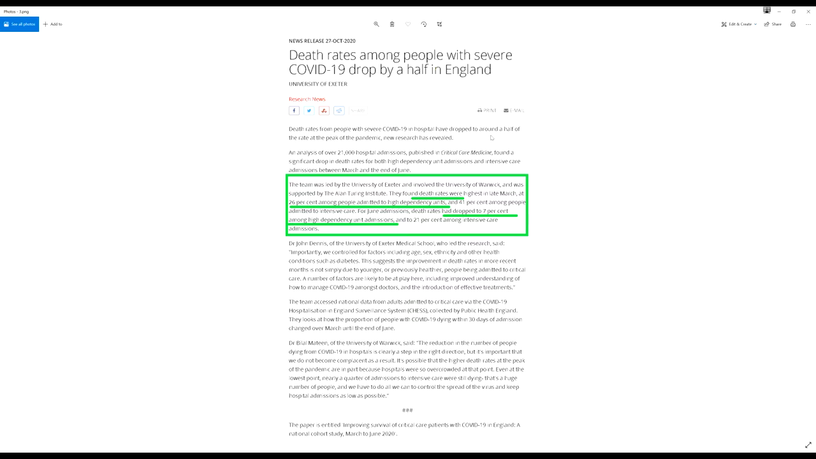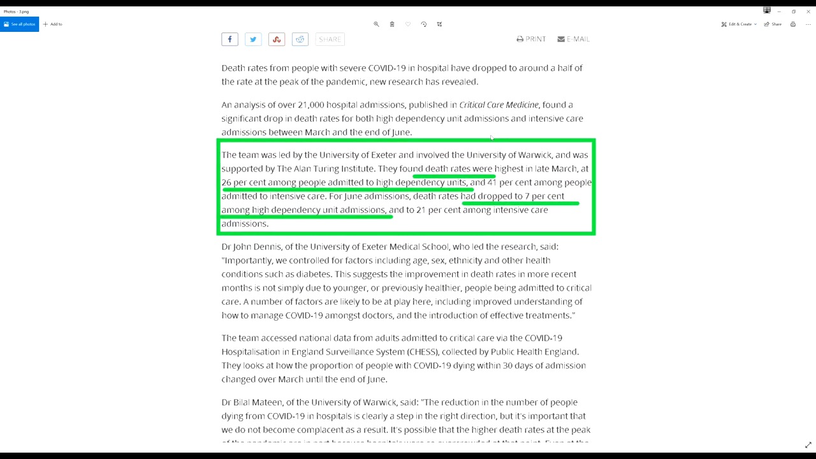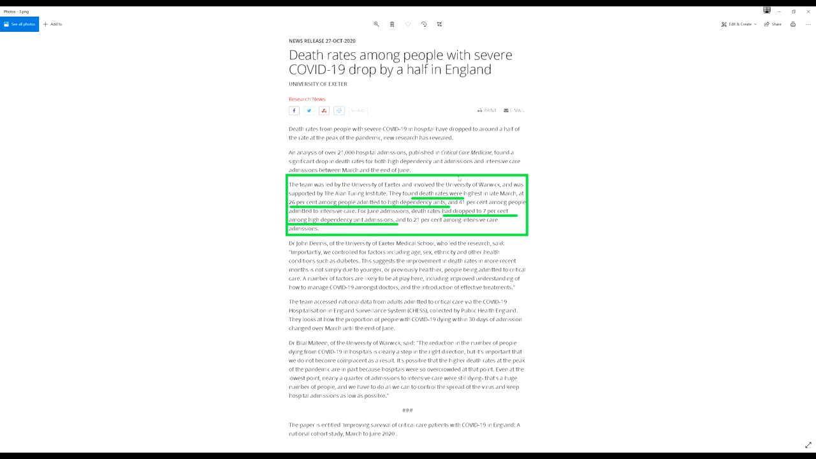So let's look at it a little closer. All right, here we are. They found the death rates were highest in late March at 26% among people admitted to high dependency units. All right, we'll go to the next last line. For June admissions, death rates had dropped to 7% among high dependency units. So depending what information you want to look at, you could say you had close to about a 3 to 4-fold drop in those overall death rates. But however, they chose, I guess, to err on the side of caution.